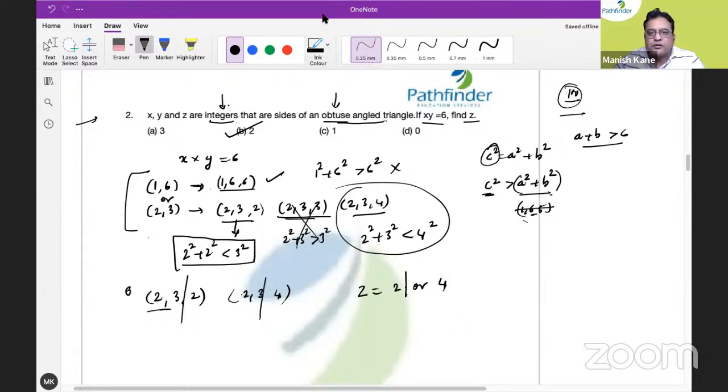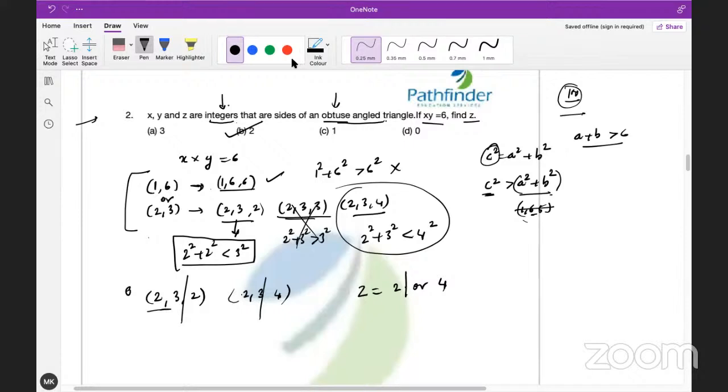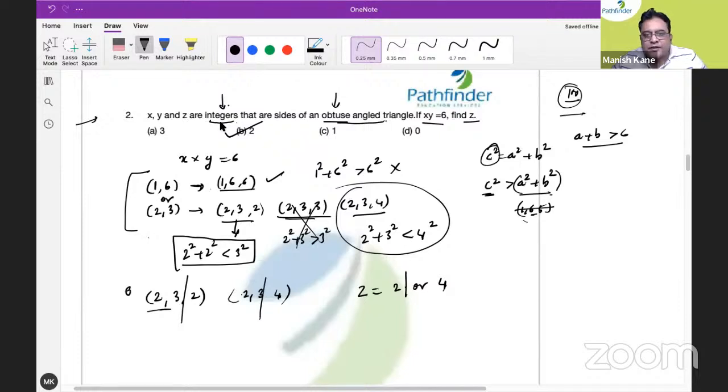Have you understood how to solve this question, please? So, yeah. So why can't we choose any other integer except for like 1, 6, 2, 3? Why have we only used them? Because x, y, z are integers. So tell me which two integers will have a product equal to 6?